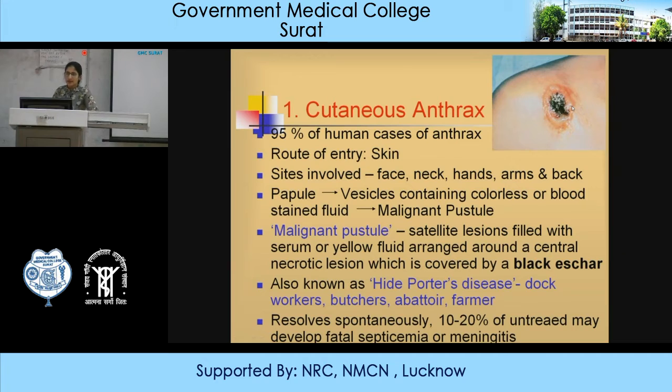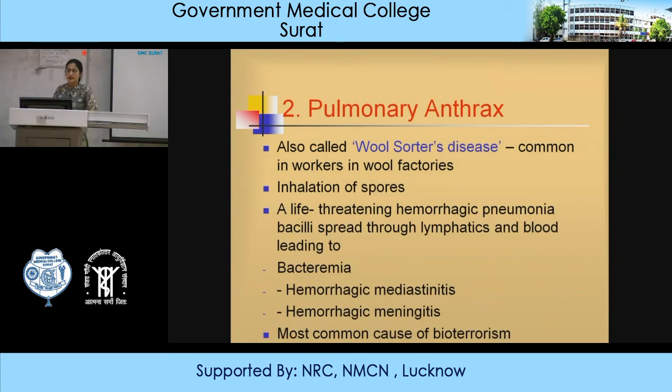The second form of the disease is pulmonary anthrax. It is transmitted by aerosol, that's why it goes to the pulmonary region. It is known as wool sorter disease because in the wool factories, the workers are exposed to some types of wool which contain this spore-bearing bacteria.